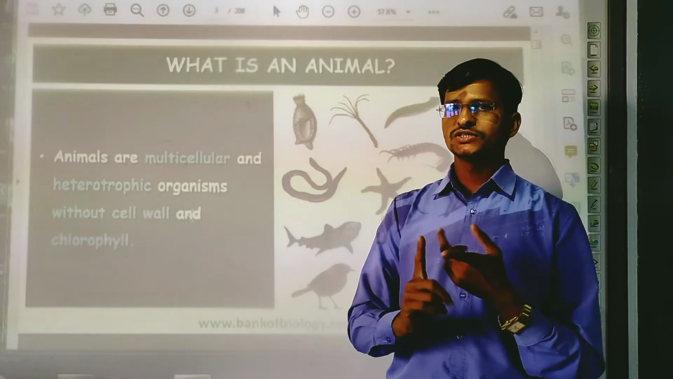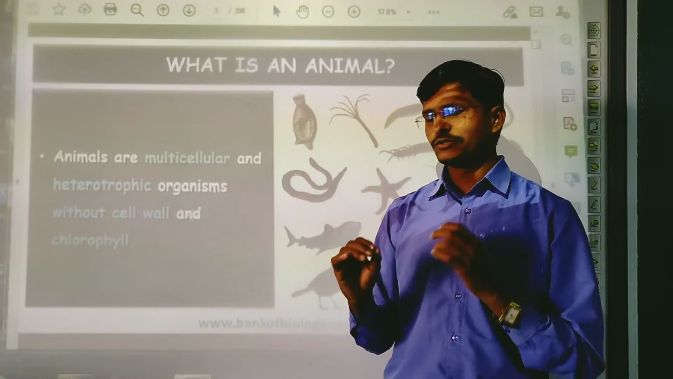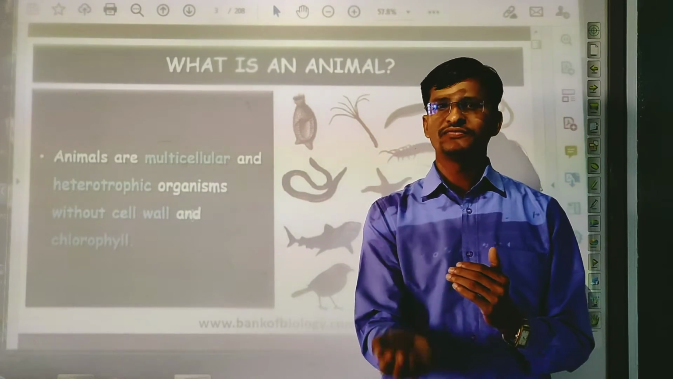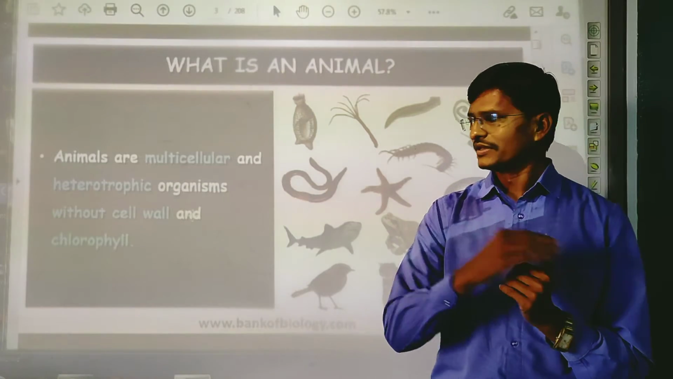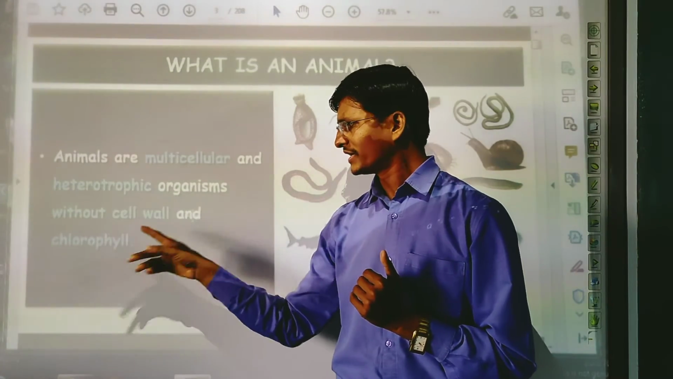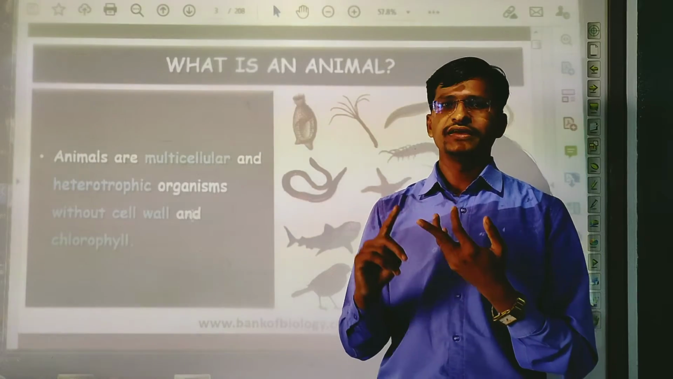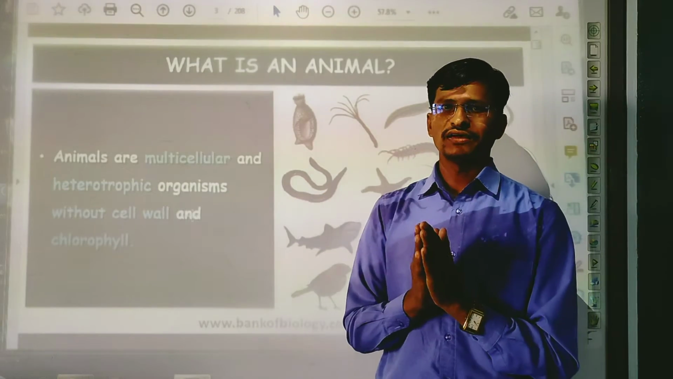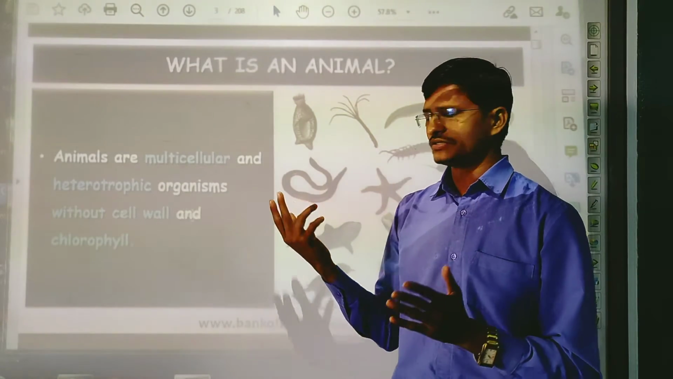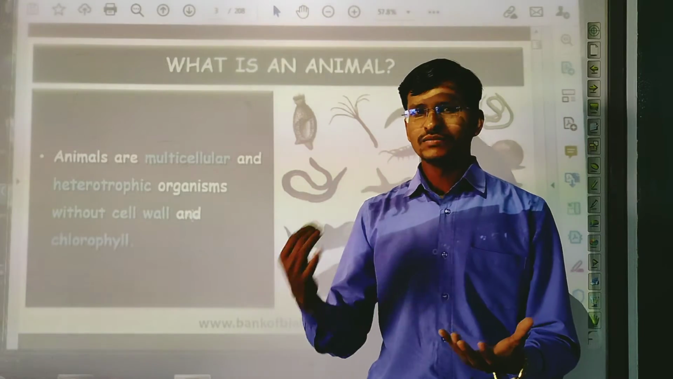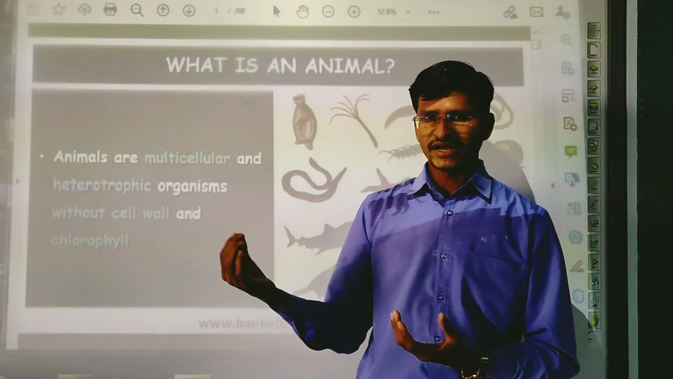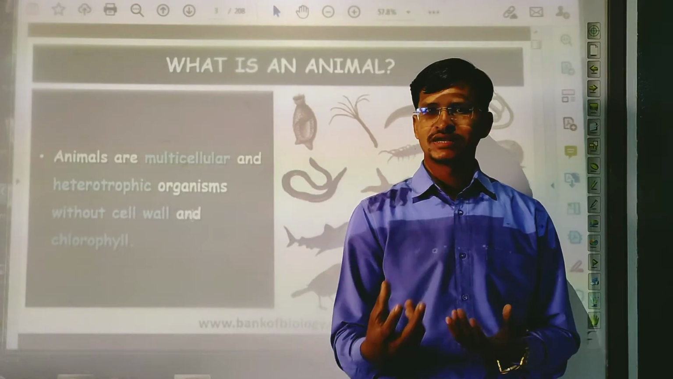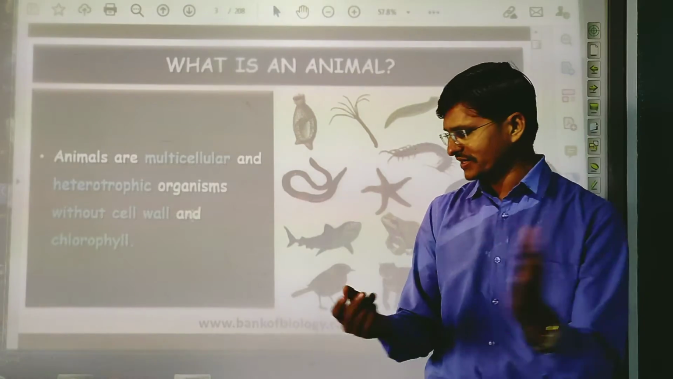Cell wall is only observed in plants, and they do not have chlorophyll because they are heterotrophic. If we are autotrophic, we have chlorophyll, but we are heterotrophic. That is why cell wall is not there and chlorophyll pigments are not there. Okay, so there is a difference. What is an animal? Generally, we can define it like this: an animal is multicellular, heterotrophic, and does not have cell wall and chlorophyll. So that is how we can define it.